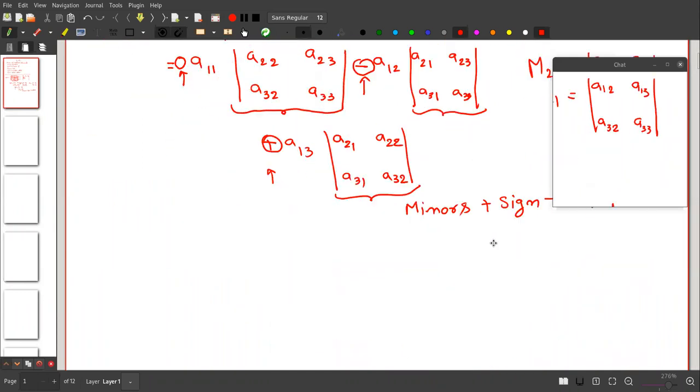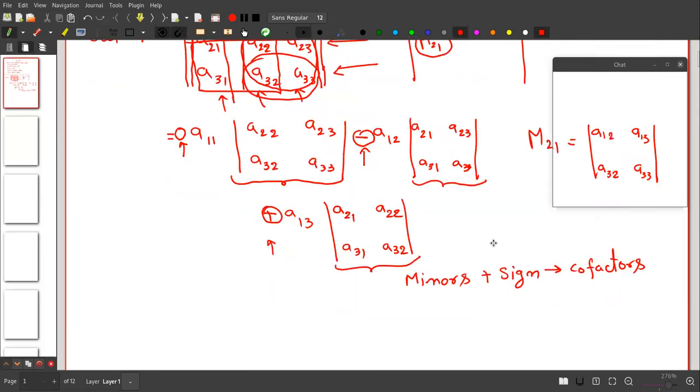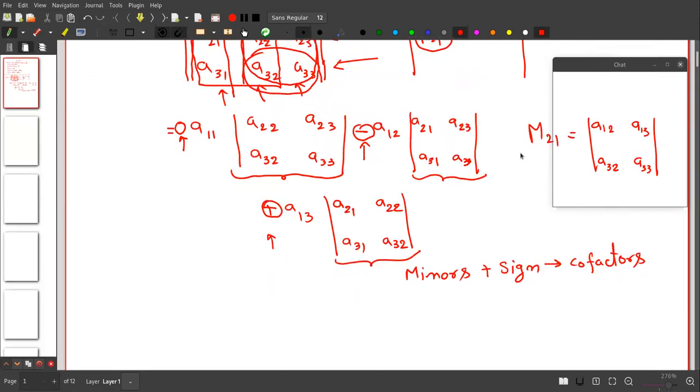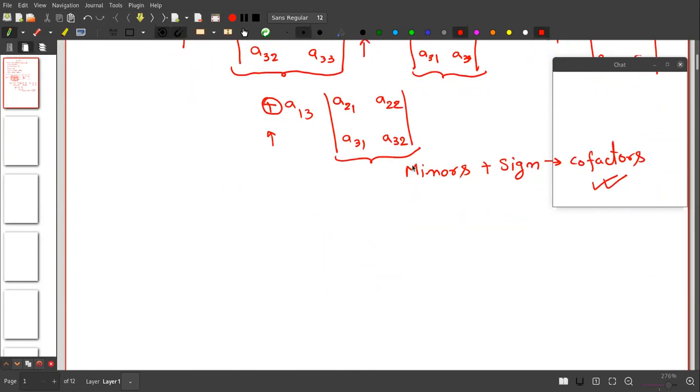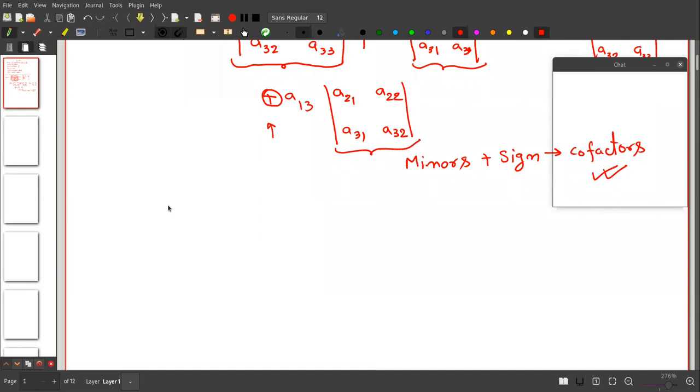To calculate the determinant, we want to calculate the cofactors. These cofactors come with sign, and they say exactly what the determinant will be. So how to guess what the sign will be? The rule is Cjk equals minus 1 to the power j plus k times Mjk.